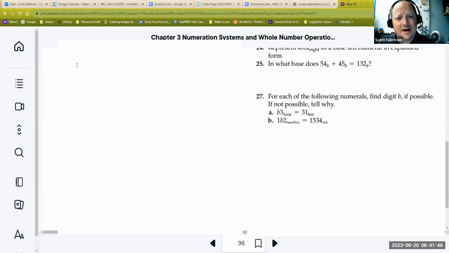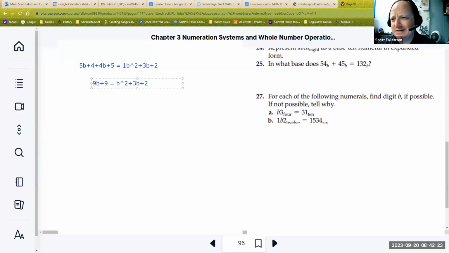So that means I have 5 groups of B plus 4 ones. That's the first numeral. The next one is 4 groups of B plus 5 ones. And that is going to equal 1 group of B squared, that's the next digit over, plus 3 B's plus 2. Okay, so let's combine all of our like terms. On one side, I have 9B plus 9 equals B squared plus 3B plus 2.